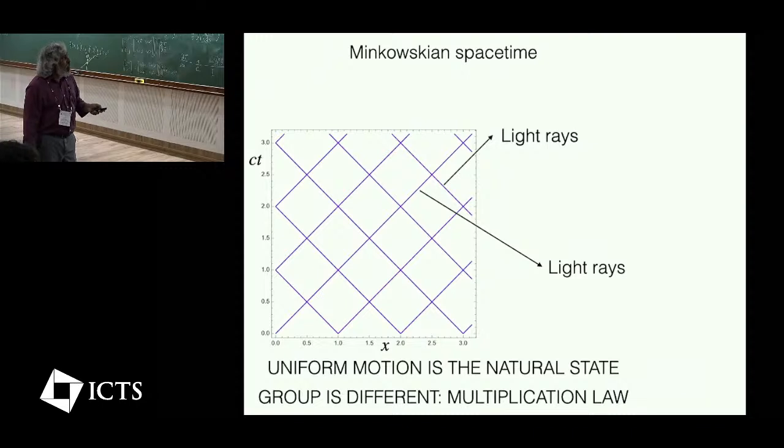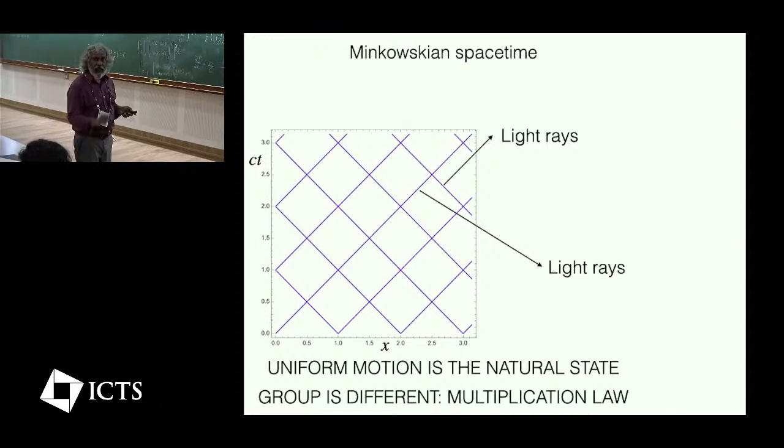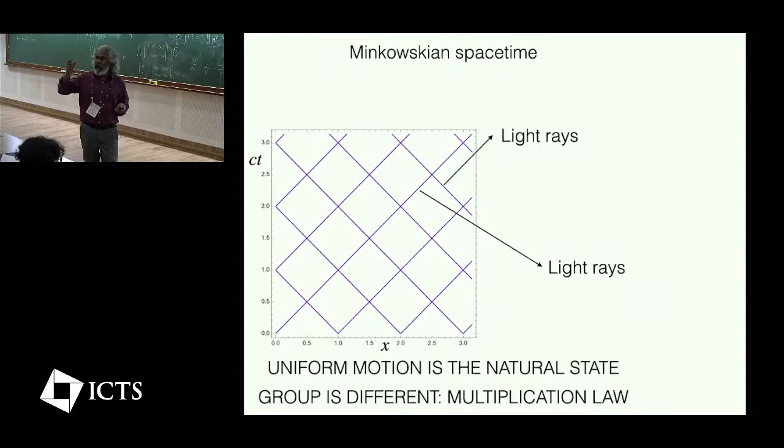So the amount of symmetry here is the same, in the sense that uniform motion is a symmetry here as well as in Galilei transformations. But what has changed is that the group is different. The multiplication law for how you add velocities is different. That's the only difference between Einstein and Galileo.